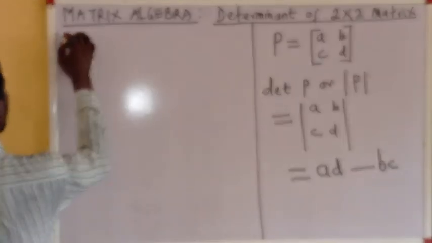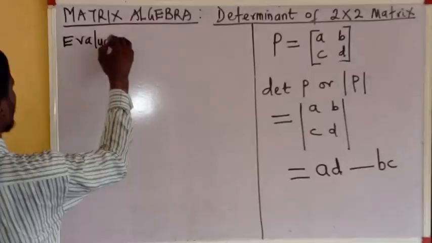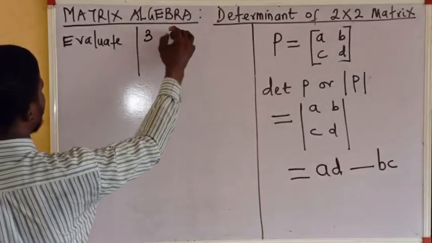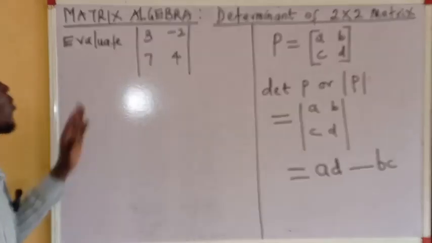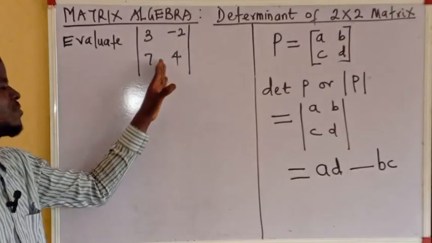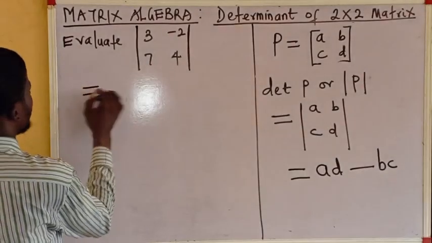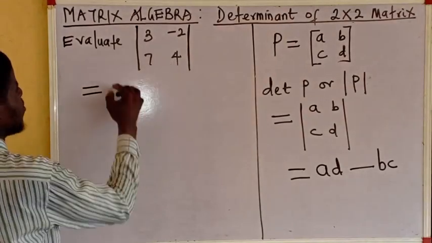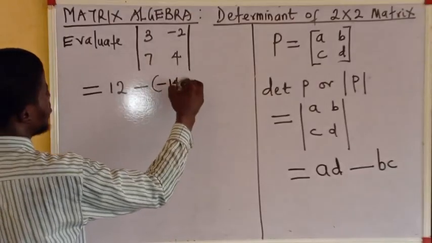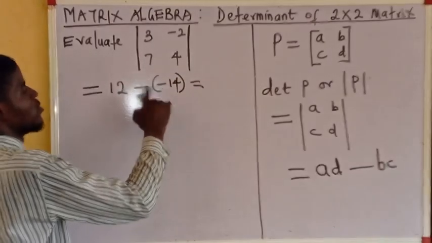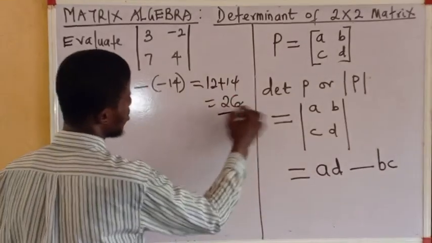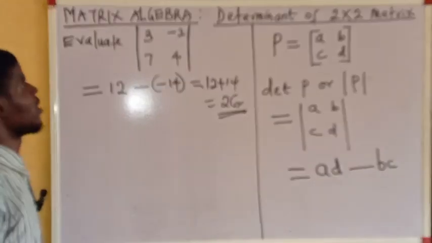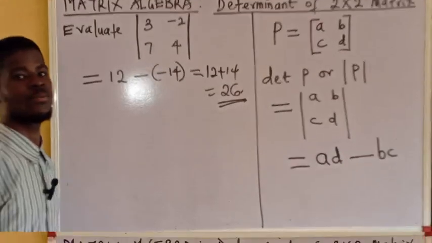So for example, I want to evaluate this: 3, minus 2, 7, 4. The question is asking for the determinant of this matrix. The determinant of the matrix is equal to 3 times 4, 12, minus 7 times minus 2, that's minus 14. This will give me a plus, minus times minus. So we have 12 plus 14, and that's 26. So the determinant of the matrix is 26.